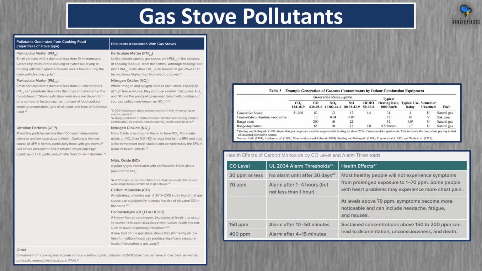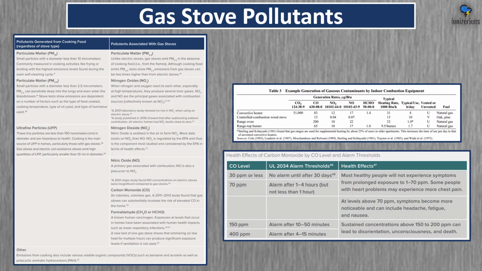Gas stove pollutants. So when you're cooking food with a gas stove, you're going to get a lot of air pollution, some of which are ultrafine particles. All that means is the particles are very small. You're going to get nitrogen oxides, specifically nitrogen dioxide. This is very toxic and very easily amenable to ionization. Air ionizers turn nitrogen dioxide into nitrogen and oxygen, so it's perfectly normal air.